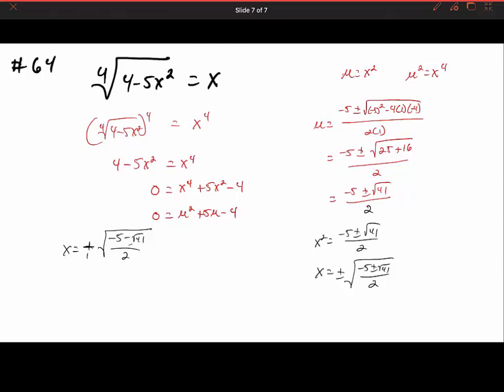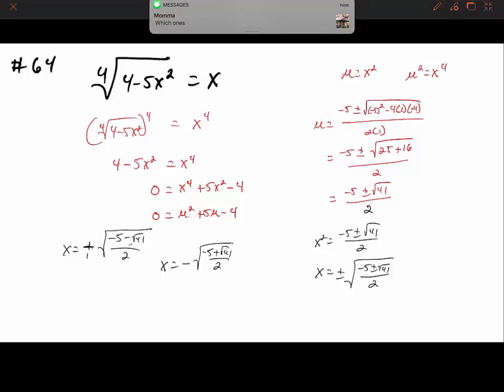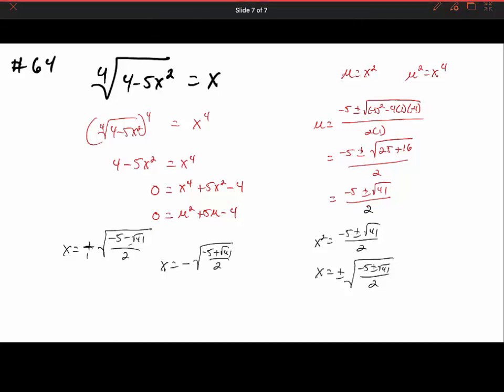Now, if I were to use x is equal to negative the square root of -5 plus the square root of 41 over 2, that's also not real. And so what's going to happen then is that the only solution that I have to this entire one is simply x is equal to the positive square root of -5 plus the square root of 41 over 2. And so that becomes my solution here. And that's the end of 1.4. Thank you.